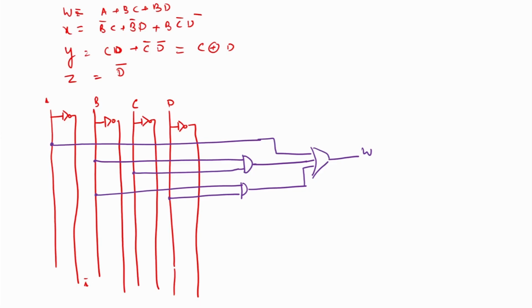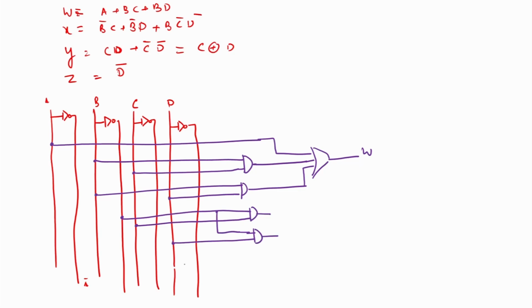Similarly, for output X, X is what? B complement C. B complement is taken from here, this is B complement, C is taken from here, this is C. Simply both are connected through an AND gate. Another term is B complement D. B complement is taken from here, and this is D, D is taken from here. Then again both are connected through an AND gate.